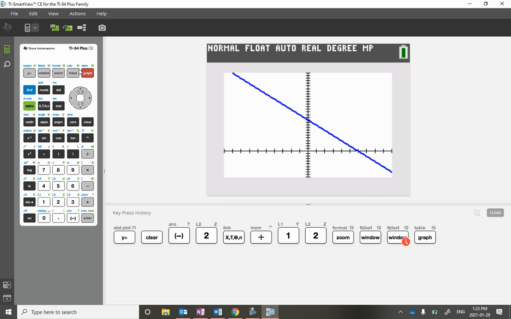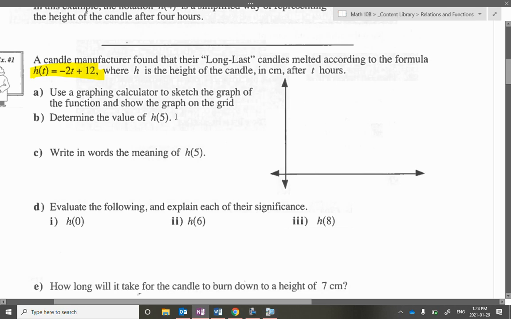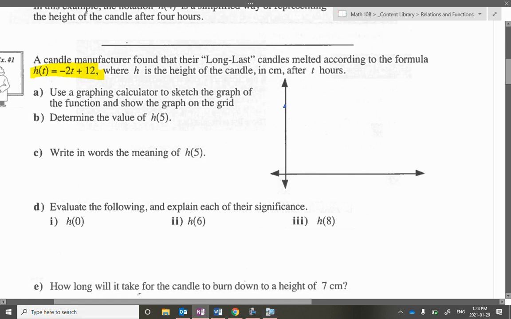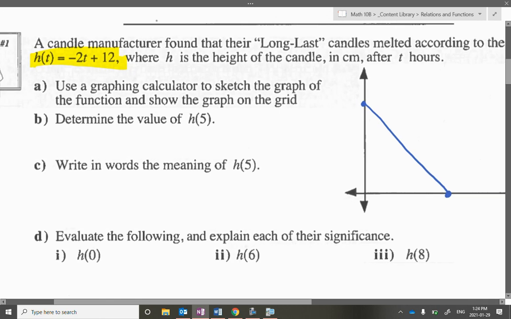Depending on your window settings. So go back to your equation. Did you not put in a variable? Or you might have to zoom in a lot. So you should get a graph that's a downward angle of approximately this.